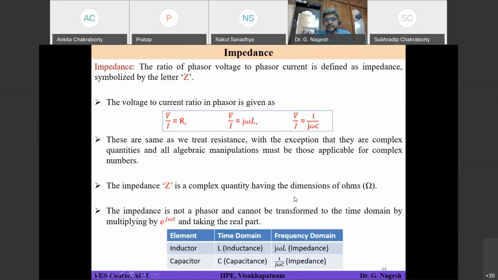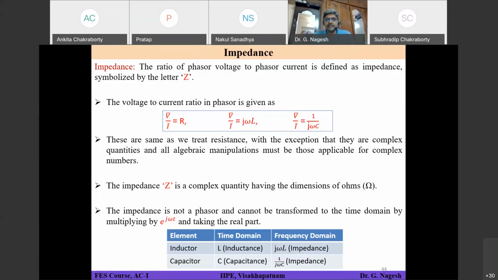You are able to see my screen, right? Yes, sir. Okay, fine. So we will start discussing our concepts.